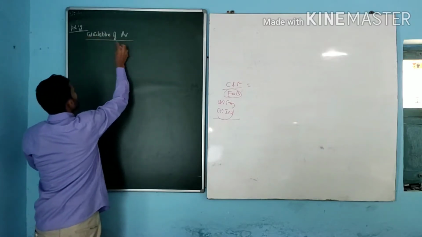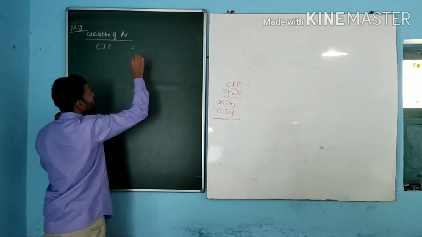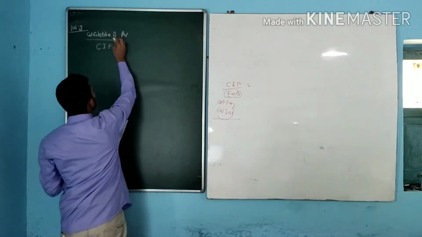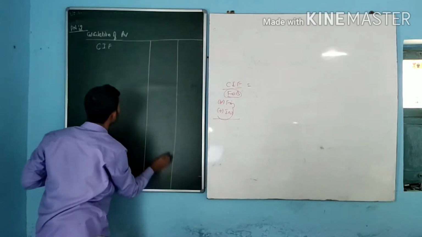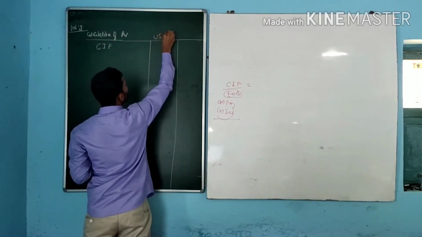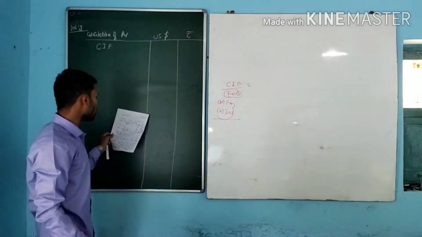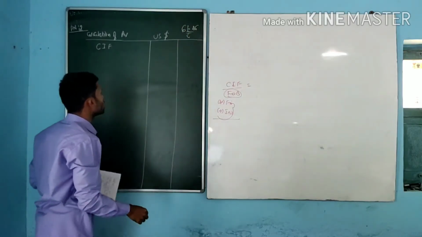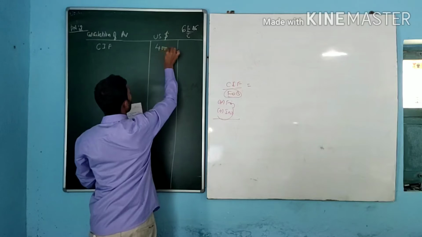Now take the CIF amount. What is the CIF amount? Here US dollar and rupees, and what is the per US dollar amount? That is 61.46, which is given by CBIC. That is CIF, cost insurance freight, $4,000, converted to Indian rupees.